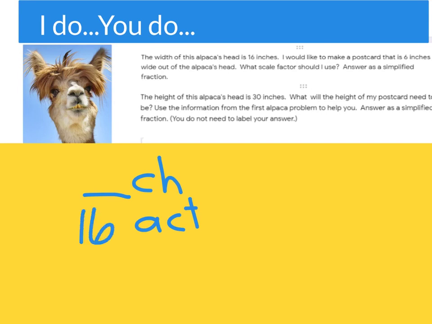And we want to change that into 6 inches. Now, the inches and the inches both match, so I don't need to put labels on it. All I need to do is simplify it. So I divide both of them by 2, and it becomes 3/8. Now, that is the scale that I will use to shrink down his 16-inch head onto a 6-inch postcard.